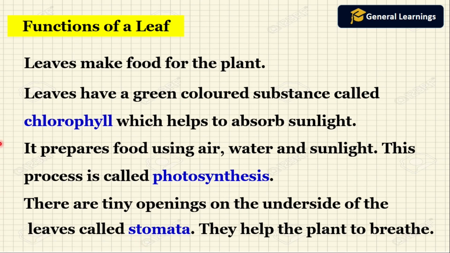Okay, so now we know the functions of a leaf. Leaves make food for a plant, so only leaves will be called the food factory of a plant. Leaves are green in color, and that green colored substance is called chlorophyll. Using that green substance, the leaf absorbs sunlight. Using sunlight, air and water, the leaves prepare food. This process is called photosynthesis. There are tiny openings on the upper side of the leaves called stomata, which help the plant to breathe.